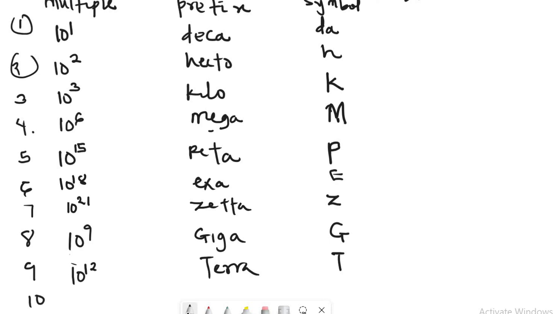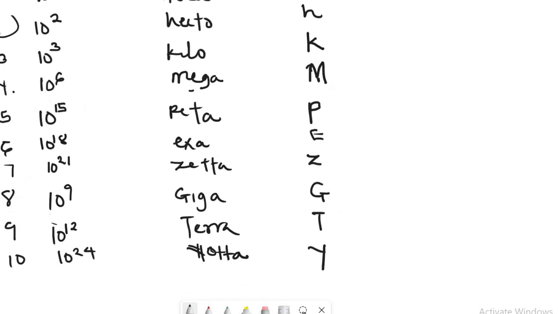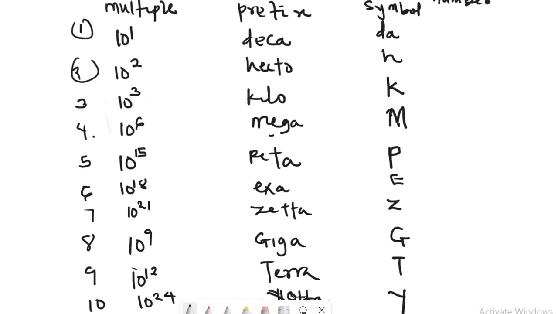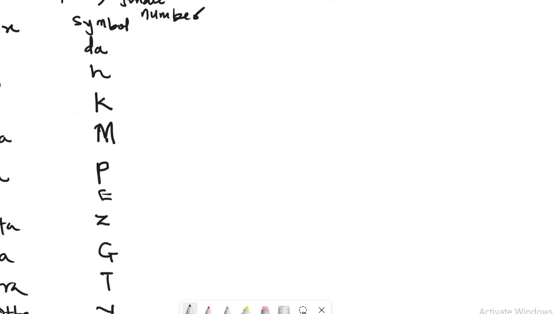Number 10, 10 raised to power 24. That's yotta. The symbol for yotta is capital letter Y. So these are the most common multiples we use in physics: the multiple, the prefix, and the symbol. And let's see submultiples.